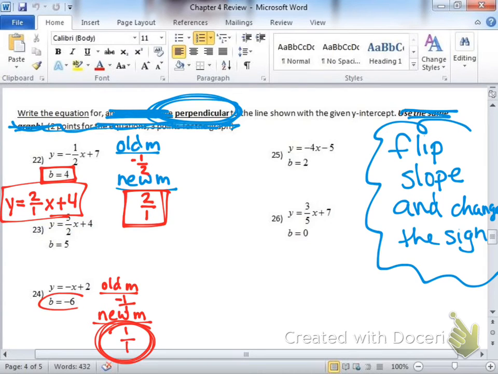My B is -6. So my new equation is y equals 1/1x -6. Now you can clean that up if you want. You could just make it 1x, or really you could just make it x. Again, I'm not going to be super nitpicky on that sort of stuff. If you can get to here, that's great. This is usually how we think of slope when we graph anyway, so fractions are more than fine with slope.